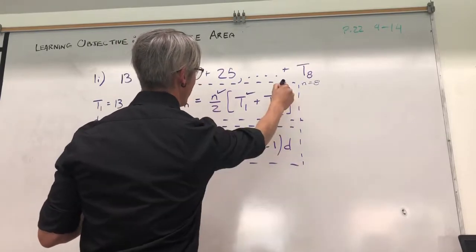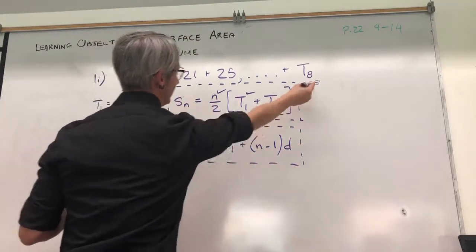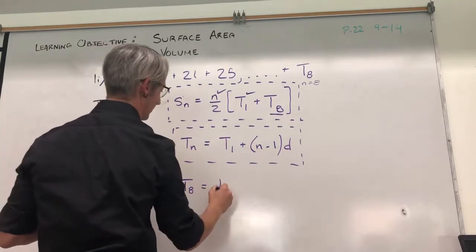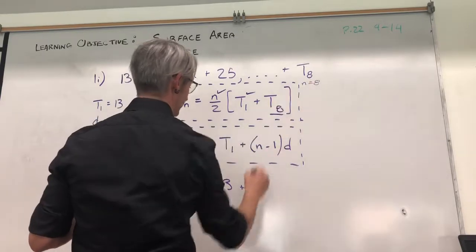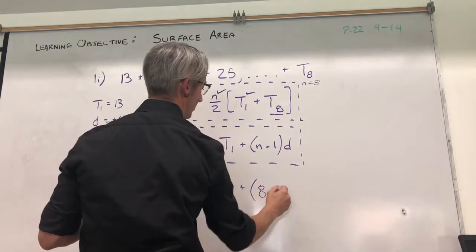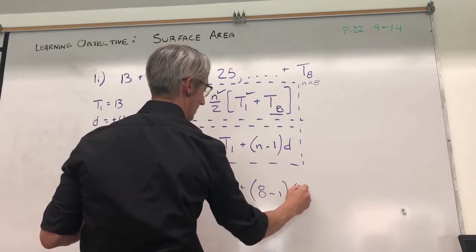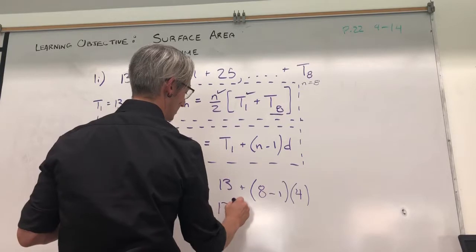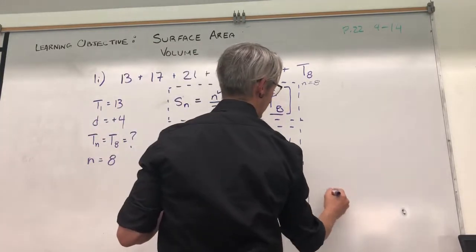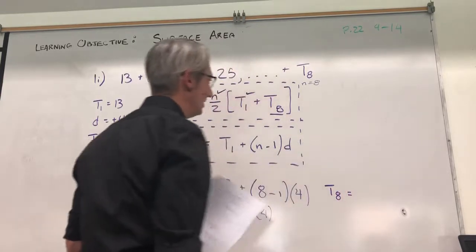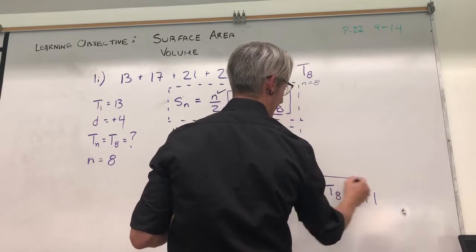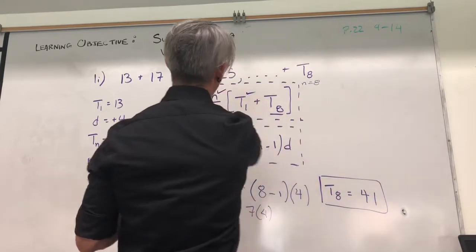So in order to use this formula, I need to know what Tn or T8 is. So I do this. It is 13 plus, n is equal to 8, so 8 minus 1 times 4. That is 13 plus 7 times 4. So T8 is equal to 13 plus 28, 41. I'm going to take this, and now I can use Sn there.